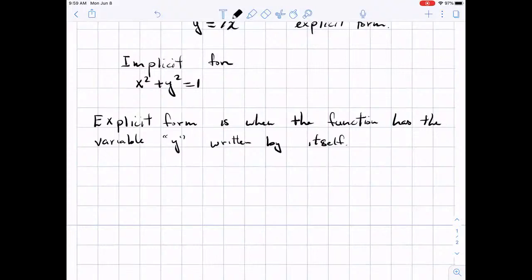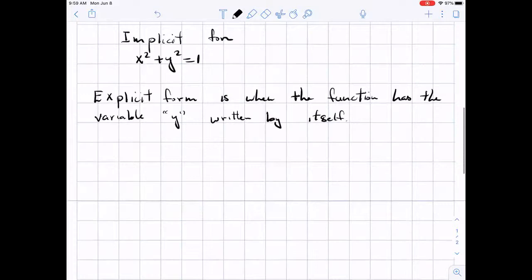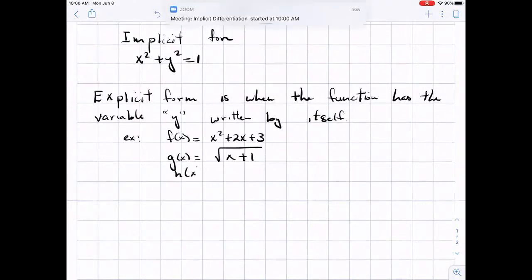So there are many different examples of this. Linear, for example, f of x equals x squared plus 2x plus 3. g of x equals the square root of x plus 1. h of x equals 1 over x plus 2. These are all explicit. Okay.